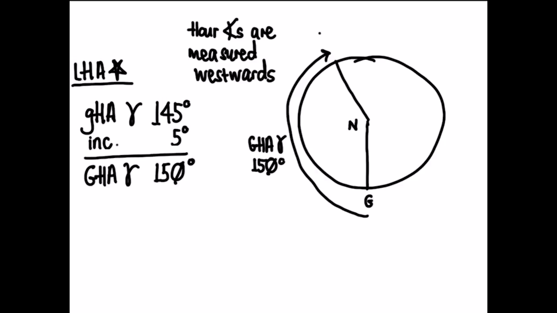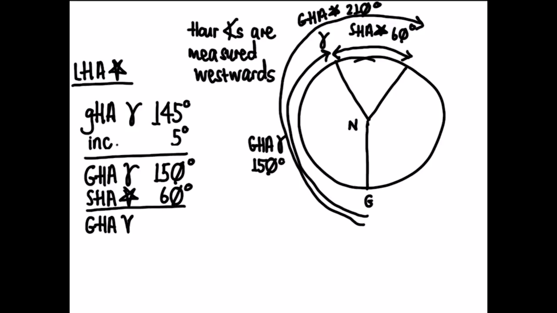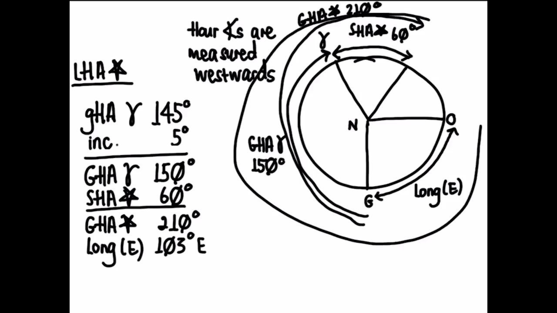Next, we need to find the GHA of the star, which can be found by adding the sidereal hour angle of the star to GHA Aries, which gives us a GHA star of 210 degrees. The longitude is then applied to GHA star to find LHA star. Longitude is to be added if east and subtracted if west. Assuming longitude is 103 degrees east and added to GHA star of 210 degrees, the resultant LHA would be 313 degrees.